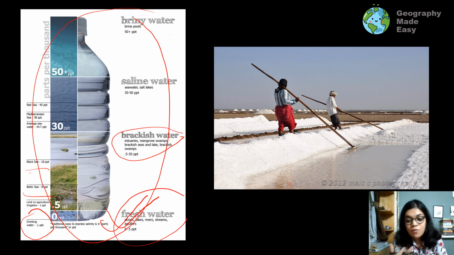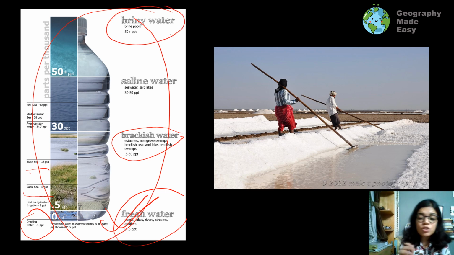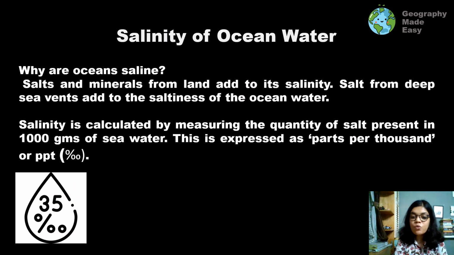Then we have the sea water, the salt lakes, the saline water, and finally the excessively saline waters, which are called briny waters, which are very saline. The percentage of salt in the briny water is very high. And we will now look into why oceans are saline.